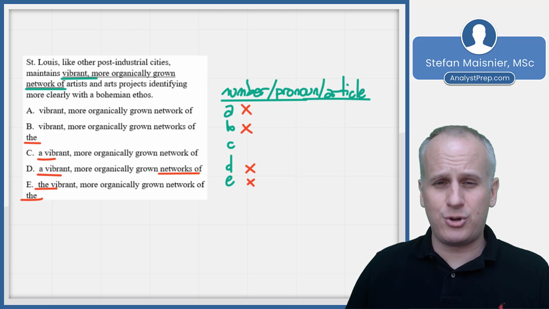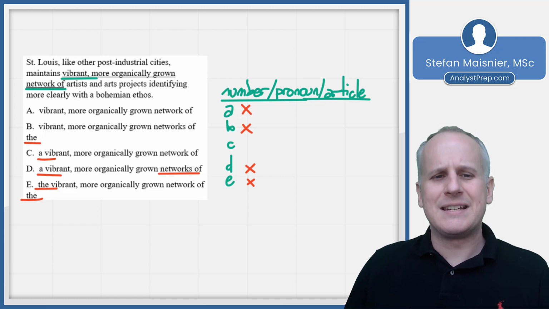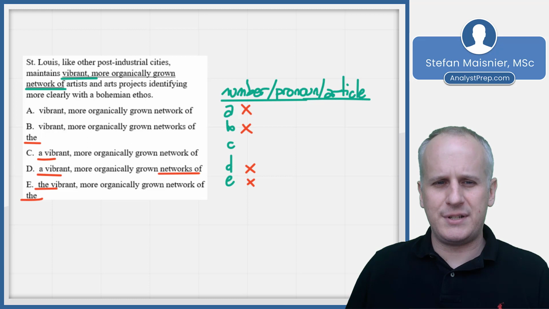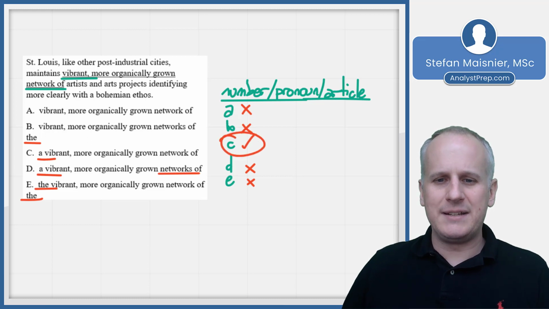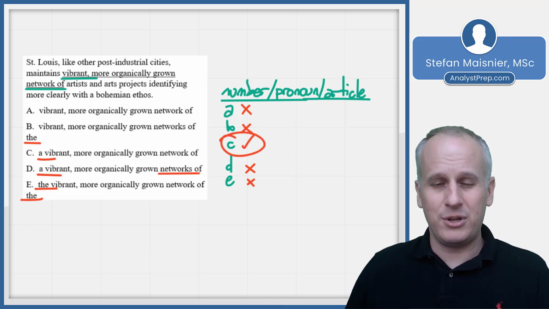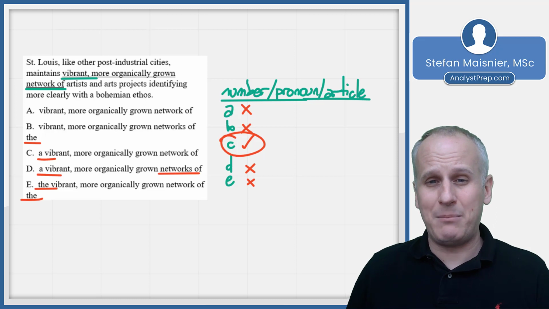And we just read choice C back into the original sentence. St. Louis, like other post-industrial cities, maintains a vibrant, more organically grown network of artists and arts projects, identifying more clearly with a bohemian ethos. And that eliminates the confusion of number in the articles that were used and captures the intended meaning of the sentence as originally presented. So go ahead and practice some of these pronoun and article style questions on your own to improve this type of sentence correction on the exam.